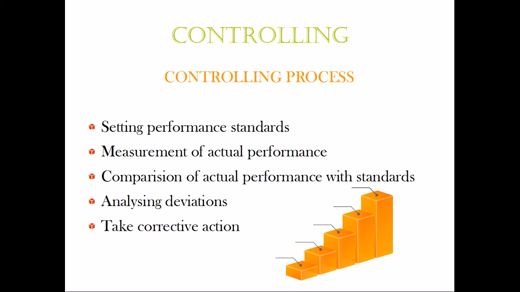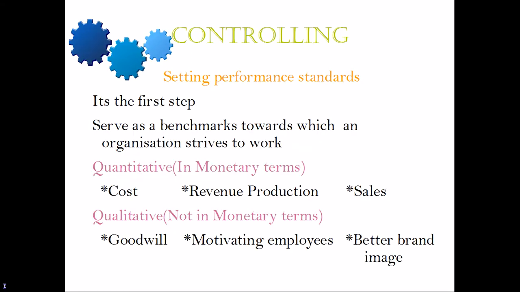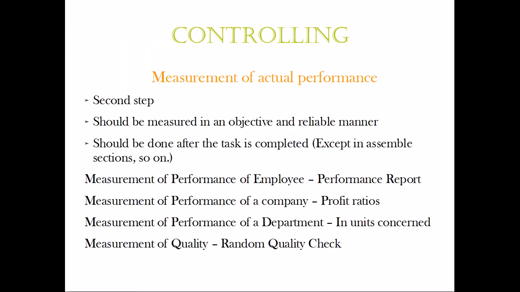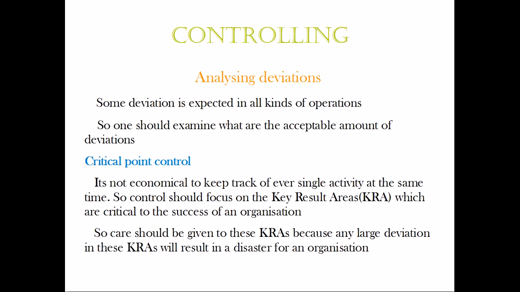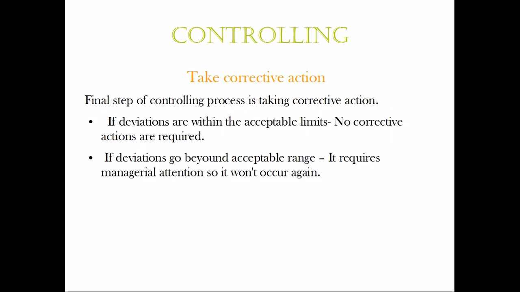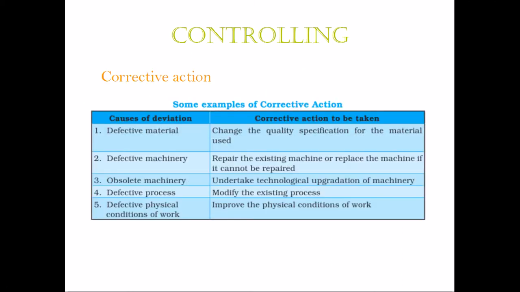In our previous sessions we learned about controlling processes, how to build a controlling process in an organization. These are the steps: setting up of performance standards, measurement of actual performance, comparison of the actual performance with the standards, analyzing the deviation, and taking corrective actions. This is the final step in a controlling process, and we will see what corrective actions need to be taken in case of any deviation now.